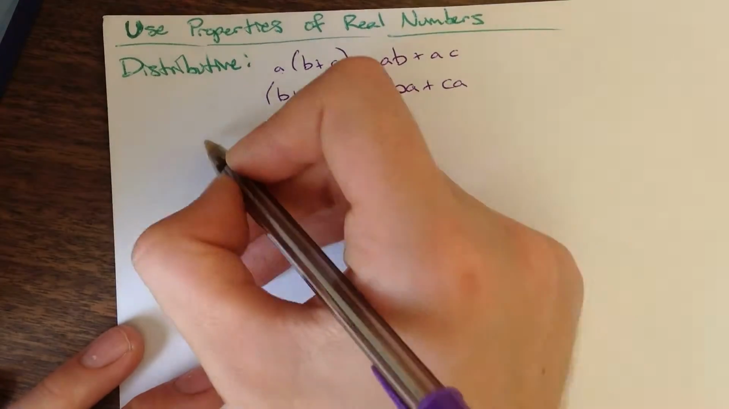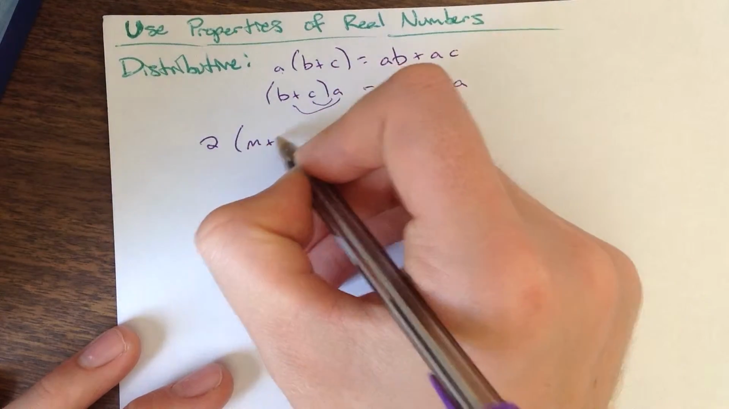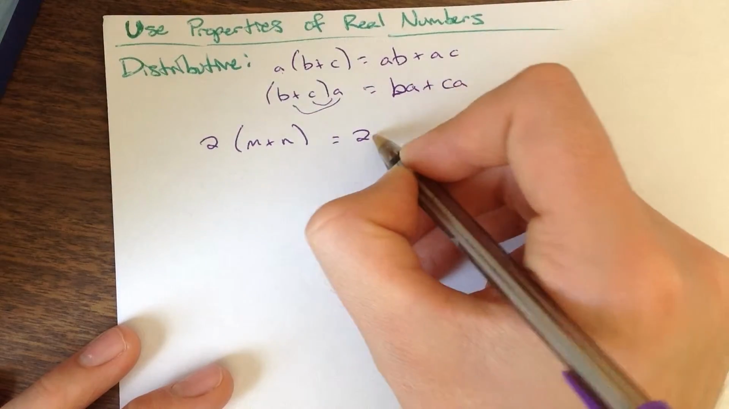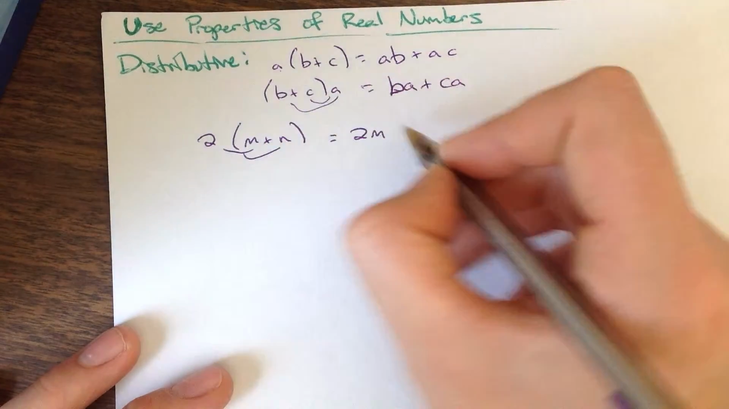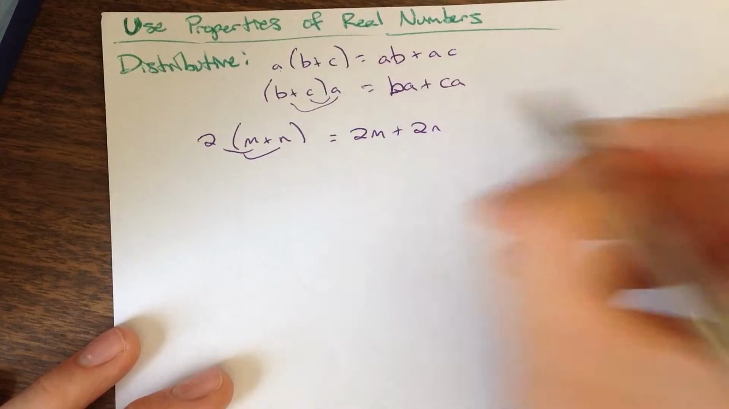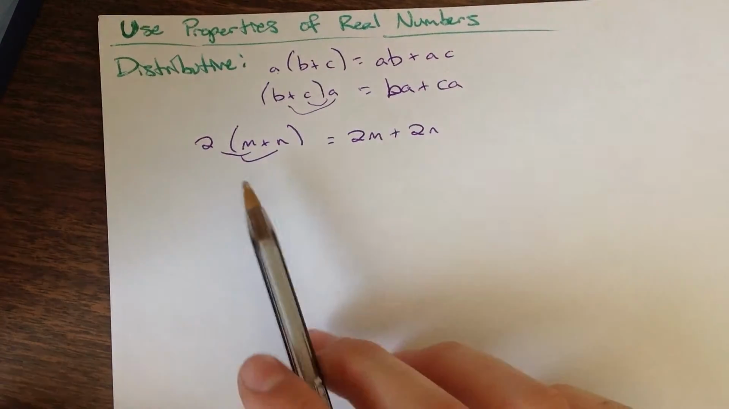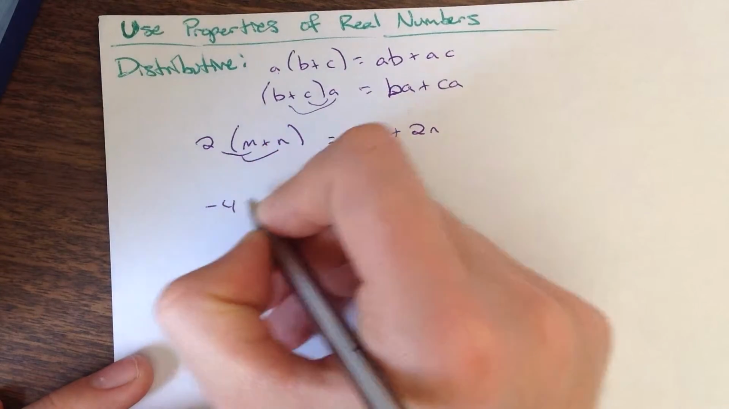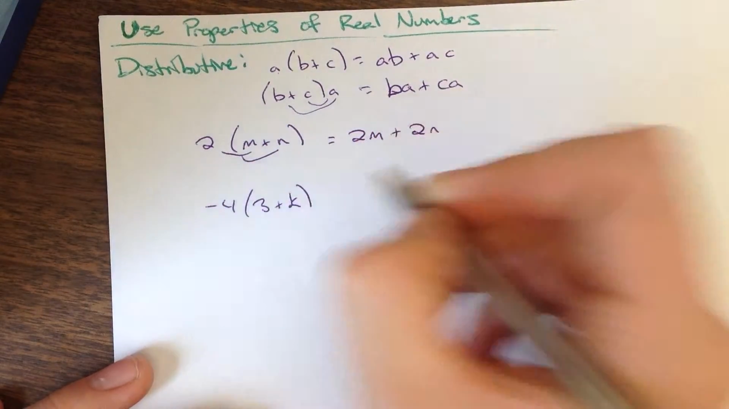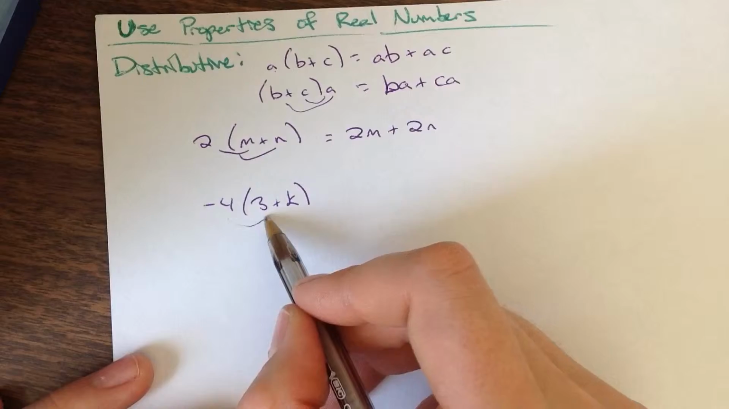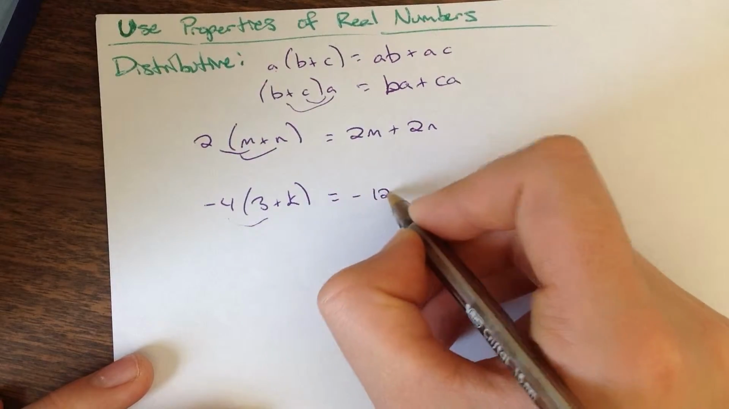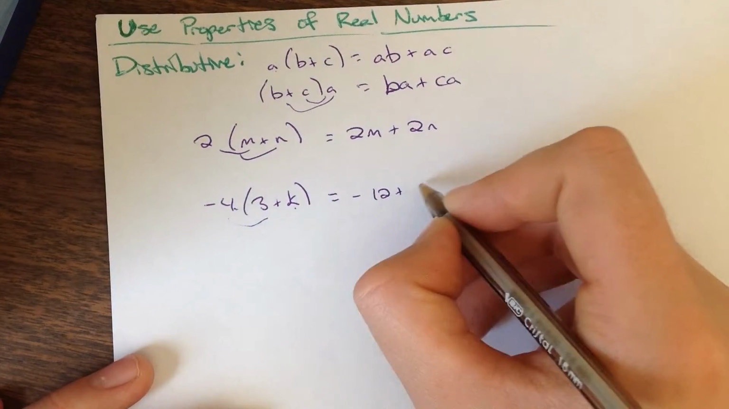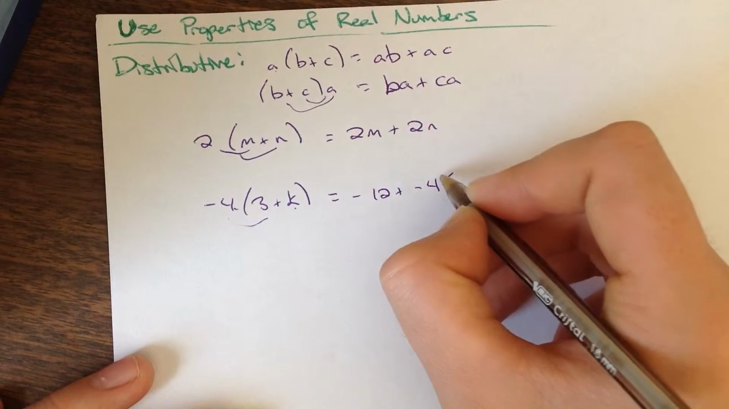So if we were going to do an example of this, if we have 2 times m plus n, we get 2 times m plus 2 times n. So it distributes to both pieces inside. Same thing happens if it's a negative number, so we say negative 4 times 3 is negative 12 plus negative 4 times k is negative 4k.